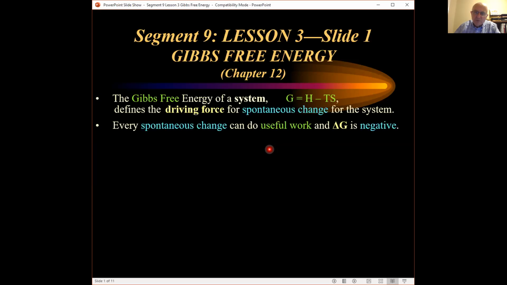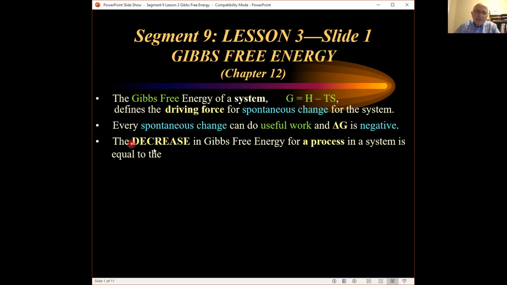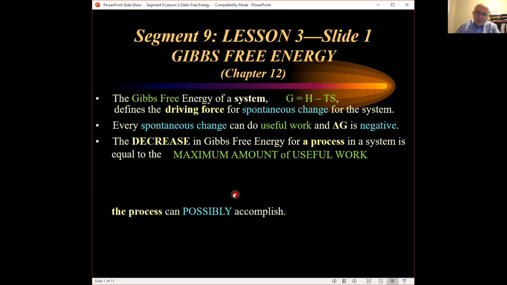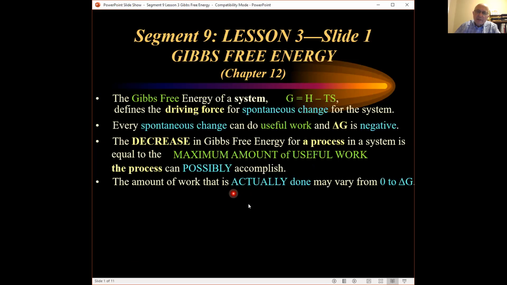What we're interested in is the work in addition to that, and that's what the Gibbs free energy function does. The decrease in Gibbs free energy for a process in a system is equal to the maximum amount of useful work that you can do. It wouldn't matter how much you actually do. When you calculate delta G, it gives you the maximum that you could do. And what you actually do could range from 0, no work at all, up to this value of delta G.